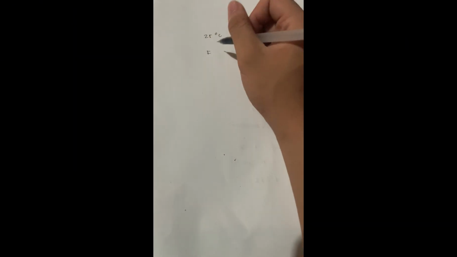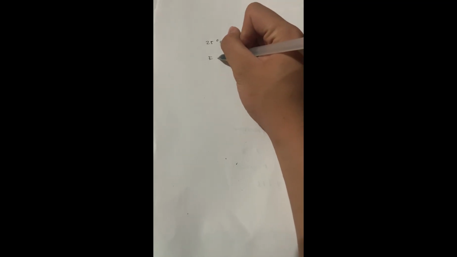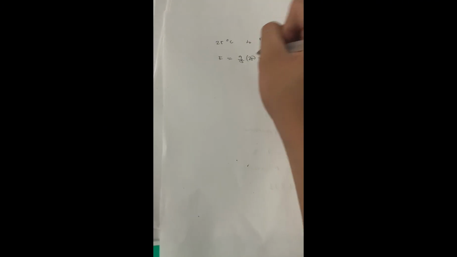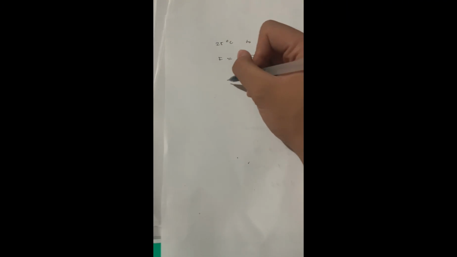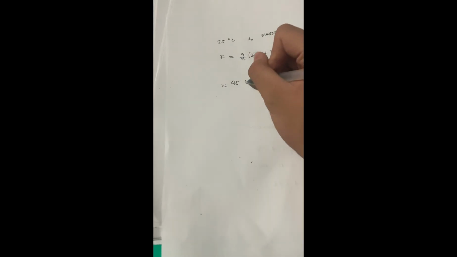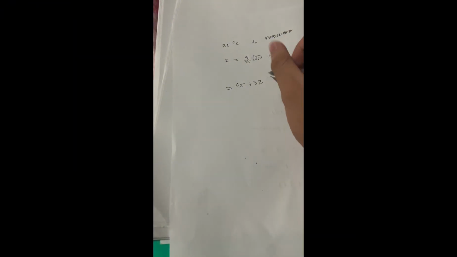For example, convert 25 degrees Celsius to Fahrenheit. Step 1, Fahrenheit equals 9 over 5 times 25 Celsius plus 32. Step 2, to solve: 45 plus 32 equals 77 degrees Fahrenheit.